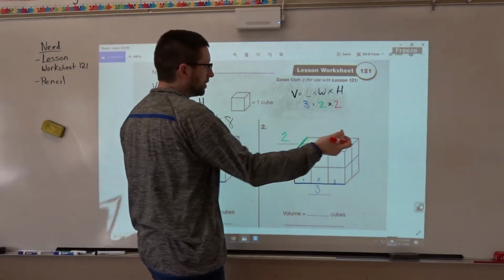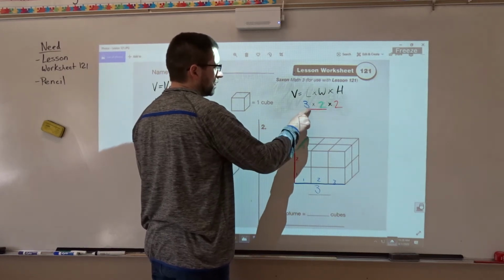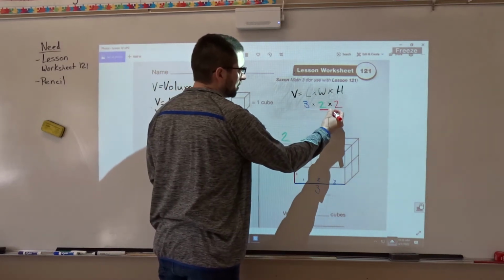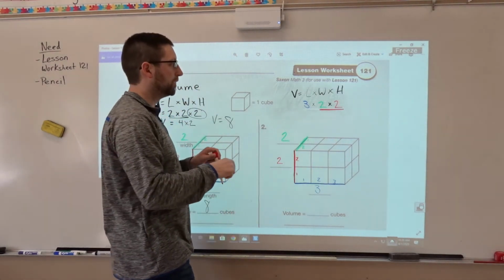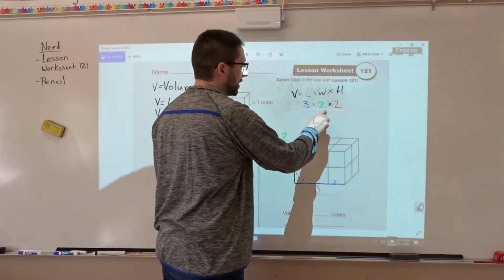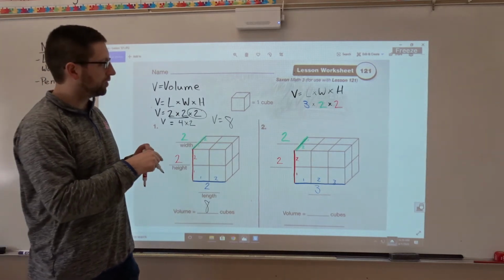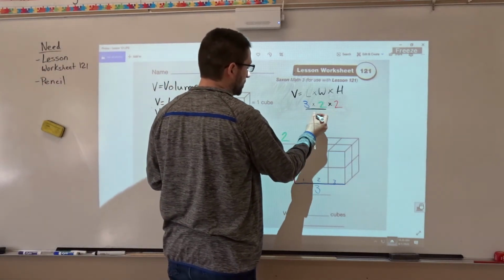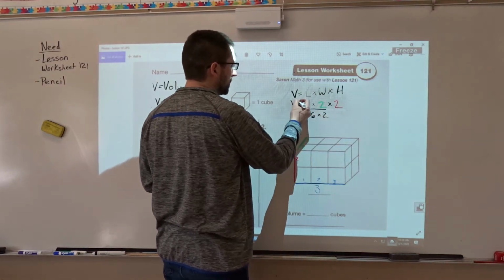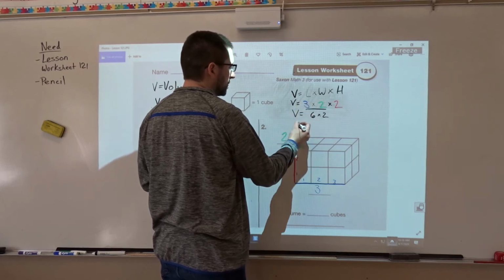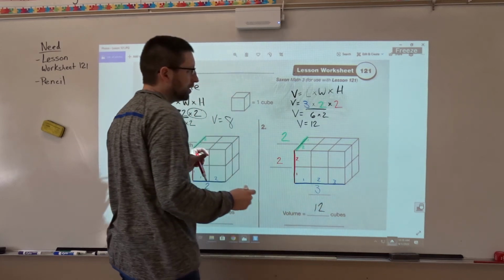Okay, so I can do this part first, or I can do it where I multiply 2 times 2 first. Whichever way is easier for you is fine. Multiplication, it does not matter the order you multiply in. Okay? I'm going to do 3 times 2 just because that part is first, and I know 3 times 2 is 6, and then I'm left with 6 times 2. So altogether, my volume equals 12 cubes.